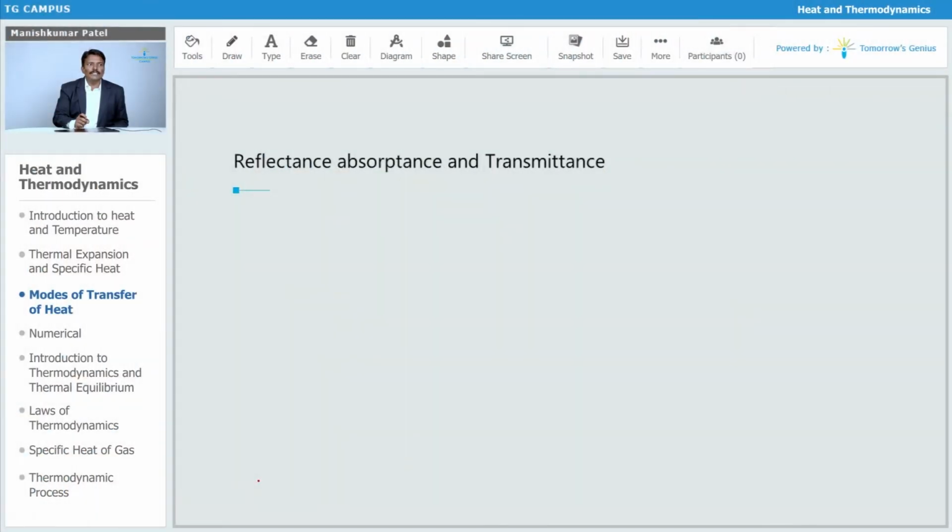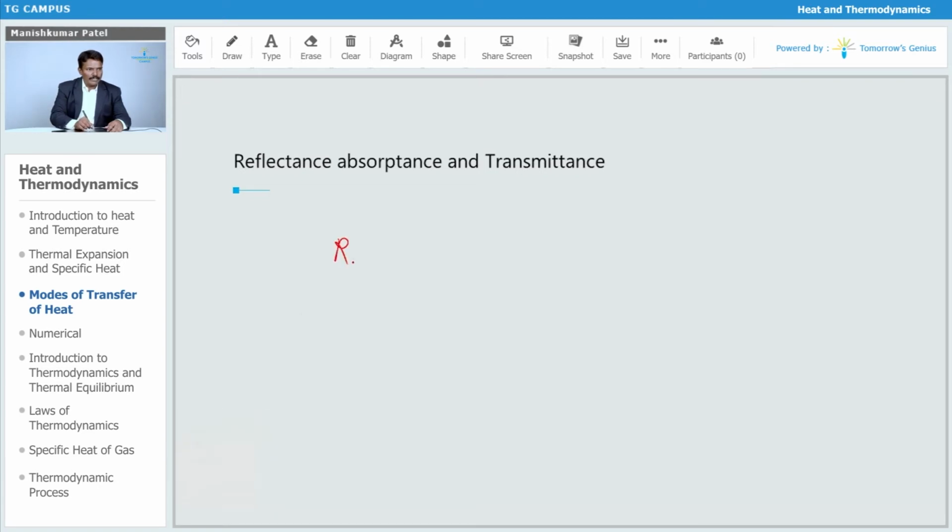Now we will see what is this reflectance, absorptance and transmittance. Whenever heat is incident on a body, some part of the heat is going to reflect, some part is going to be absorbed, and some part is going to be transmitted. So related to that, now we will see this concept, which is nothing but reflectance, absorptance and transmittance.